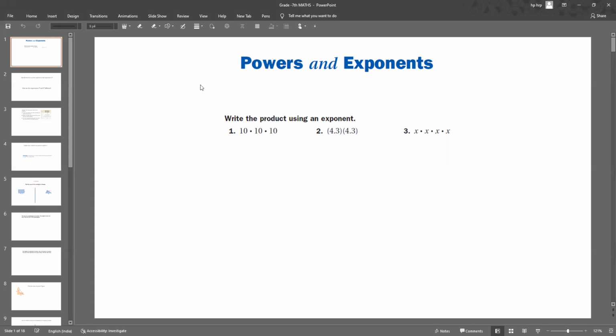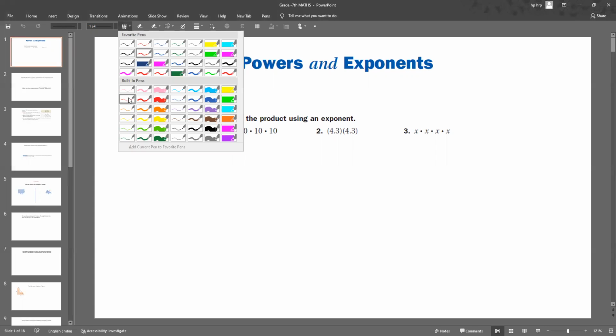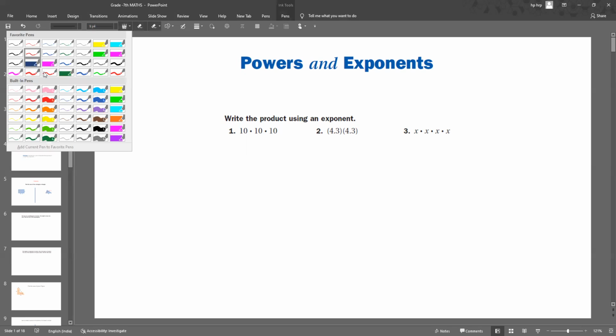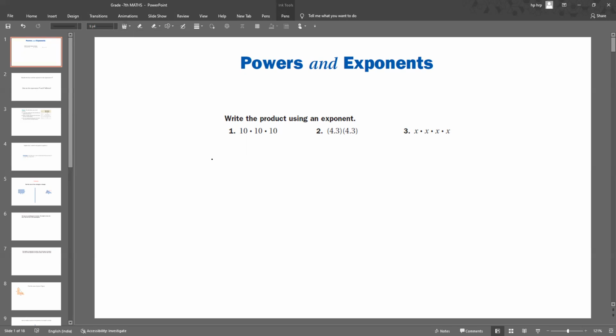Correct. Here I have shown a few examples based on power and exponent. Can you identify this one? Write the product using exponent. In the first question we have 10. This dot represents multiplication, so that is 10 multiplied by 10 multiplied by 10. How can we write this in the form of power and exponent? Can you identify? 10 to the third power.